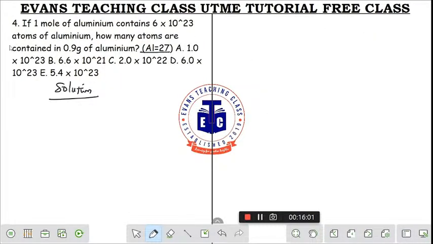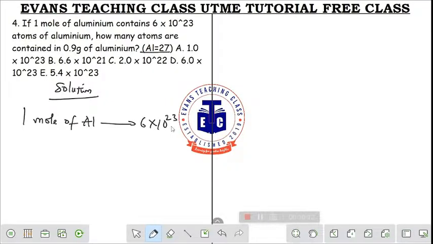So they gave us that 1 mole of aluminium contains 6 times 10 raised to the power 23 atoms. Now, with this that they gave us, they've already given us a clue. Don't forget what I told you in one of the questions we did. That number of mole is what? Mass over molar mass. Now, if you look at this question, they've already given us a mass, but this mass, just leave it. I will tell you where to use it.